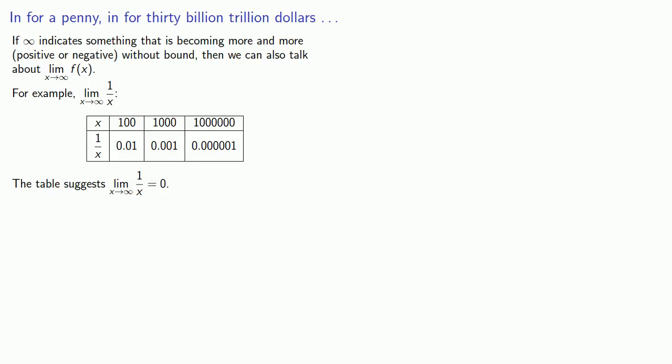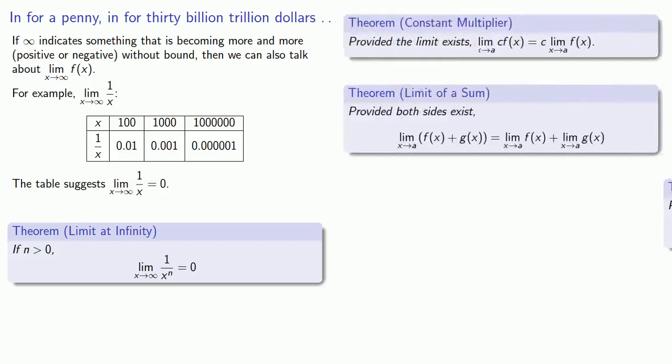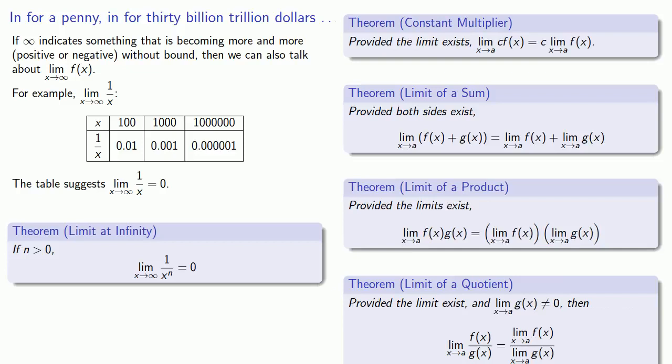We can go a little bit further. Nothing significant would change if our denominator was x squared, or x cubed, or square root of x, or in general x raised to any positive power, and so this suggests the following theorem. If our exponent n is greater than 0, then the limit as x goes to infinity of 1 over x to the n is equal to 0. And if we combine this with all of our other limit theorems, then we'll be able to calculate many limits as x goes to infinity.